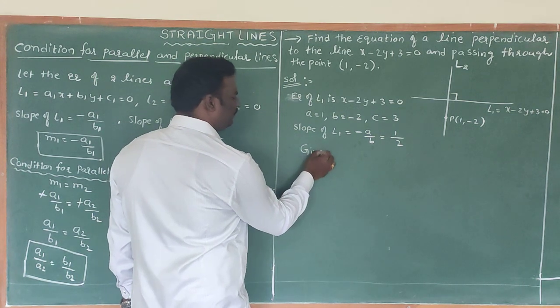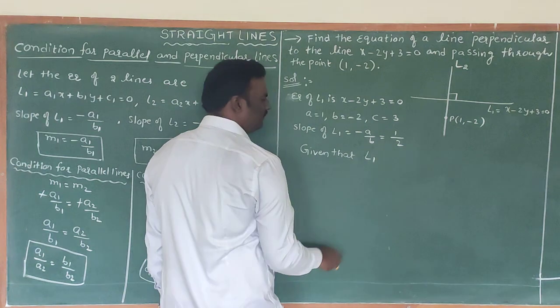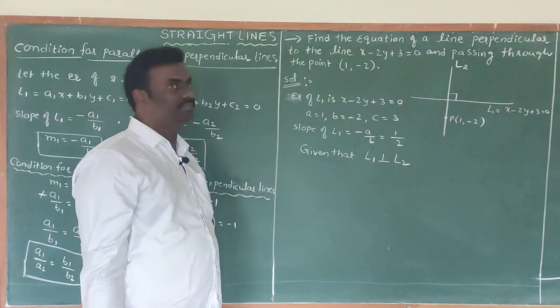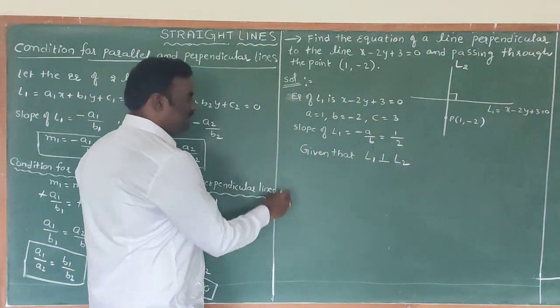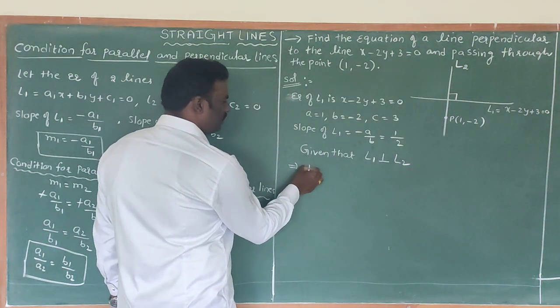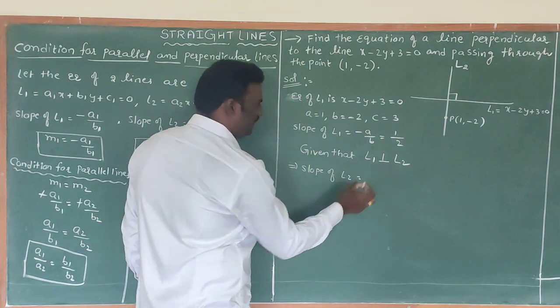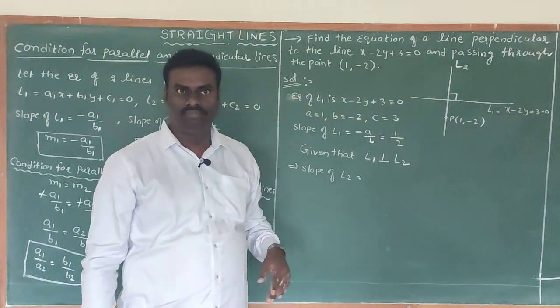Given that L1 is perpendicular to L2. These two are which type of lines? Perpendicular lines. That implies the slope of L2. How to find it? Take the reciprocal and change the symbol.